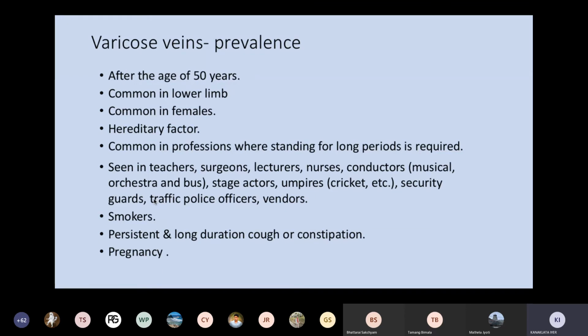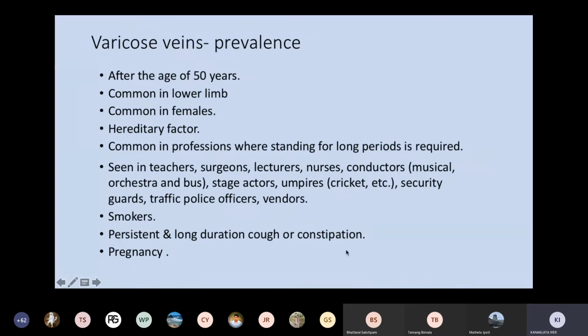They used to wear a big thick elastocrep bandage, right? So that is one of the ways to prevent it. Then smokers, this is a usual suspect. So all smokers, and persistent and long duration cough or constipation, and pregnancy.